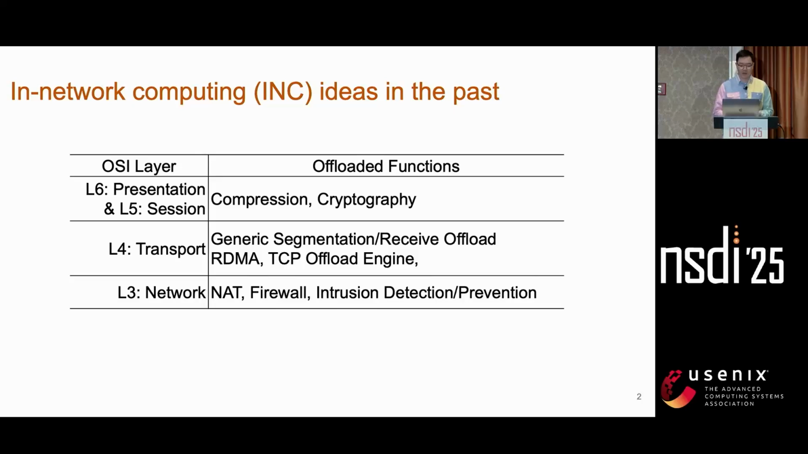In the past, the offloaded functions are generally self-contained and common to many applications. Here we are showing an incomplete list of such offloads, from simple L3 functions like NAT to partial and full-fledged transport offloads to higher layer functions like compression and cryptography. Most applications can use at least a subset of them while doing I/O.